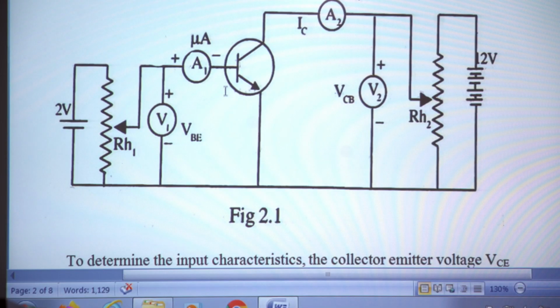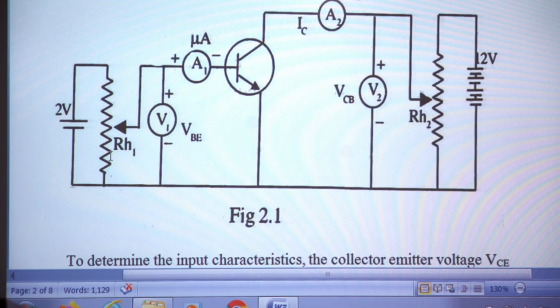In the input side we have to apply a voltage between the base and the emitter, that is the base emitter voltage VBE. This base emitter voltage is provided with the help of a 2 volt battery. The positive of the battery is connected to the base through a rheostat, and the negative of the battery is connected to the emitter.